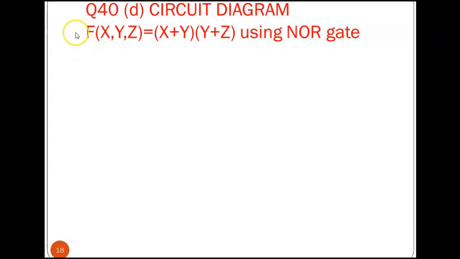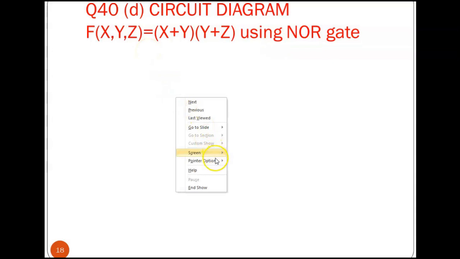Okay, so moving to the next question, which is 40D part. Draw the circuit diagram for the Boolean function f(x, y, z) is equal to x bar plus y bar plus z using NOR gate only. So for NOR gate, if you are comfortable, you can go for NOR gate directly. Otherwise, if you are comfortable drawing with the help of basic gates, first you can draw with basic gates, and then you can replace all the basic gates.